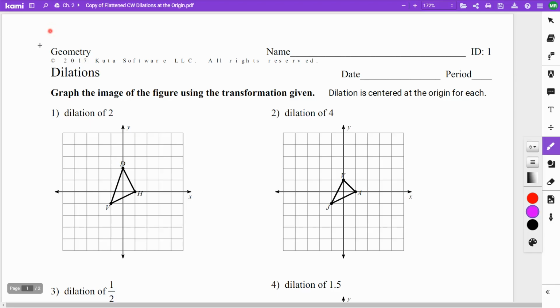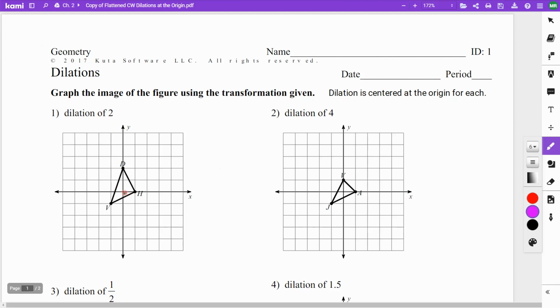So on this video, this is Integrated 2. This is on the classwork dilations worksheet, number 1. Each of these is going to be dilated, stretched or shrunk, from the center of the dilation at the origin. There are two ways you can think about this problem.